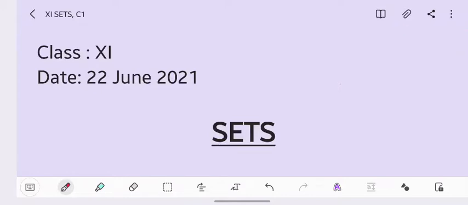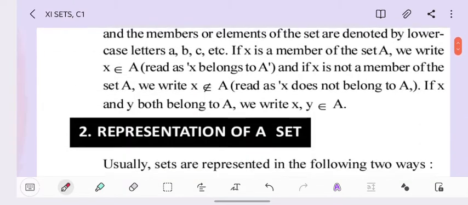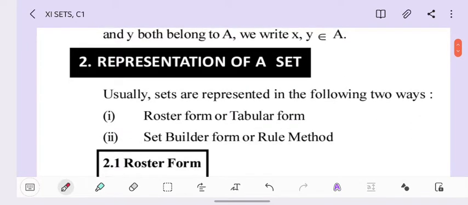Good morning, students. So far in the sets, we have learnt about the definition and how to represent a given set. I mean the notation of the set. Today, we'll elaborate the topic of the representation of the sets. So to represent sets, we have two ways to represent.